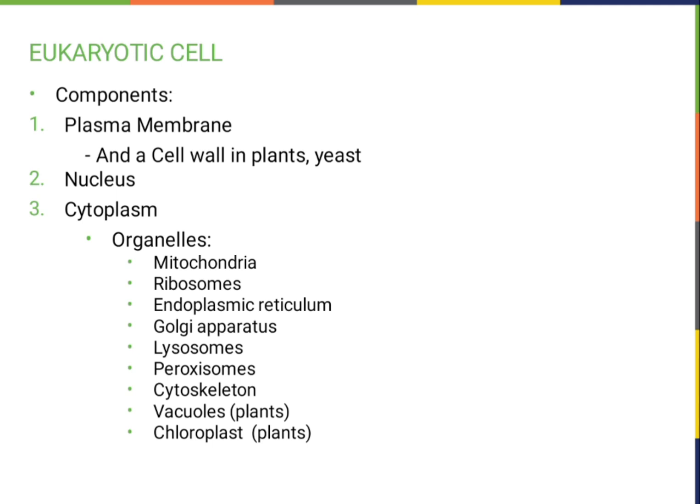So this is an overview. A eukaryotic cell is made up of the cell membrane. It is also made up of a cell wall for plants, yeasts and fungi. It has a nucleus and the cytoplasm. Within the cytoplasm, you will find membrane-bound organelles known as the mitochondria, ribosomes, endoplasmic reticulum, Golgi apparatus, lysosomes, peroxisomes, cytoskeleton, vacuoles in plants, and chloroplasts also in plants. We are going to look at each of them one by one.